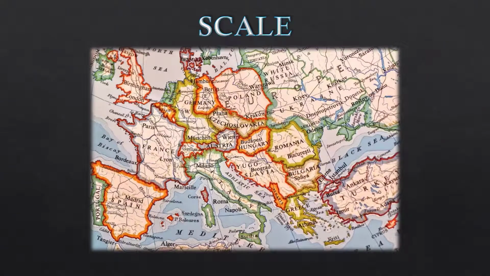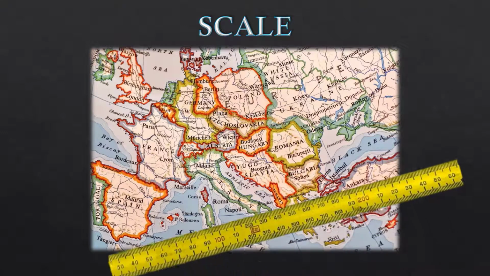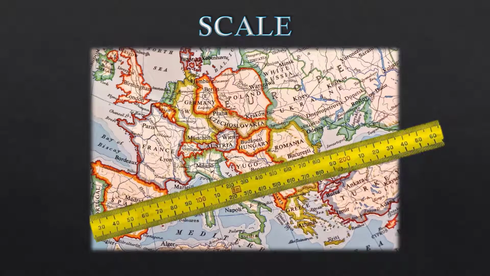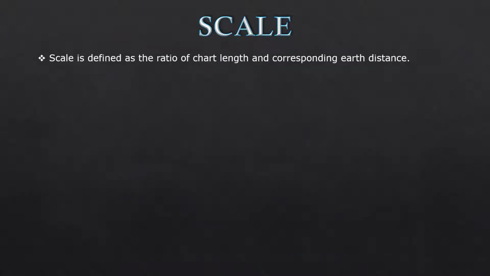To calculate the distance between 2 points on a map or chart, we need a scale. This is an aeronautical chart and we need a scale to find the distance between 2 points. Because the Earth is too big, for calculation we need to project the Earth on a plain paper called a map or chart. So the definition of a scale is the ratio of chart length and corresponding Earth distance is called a scale.